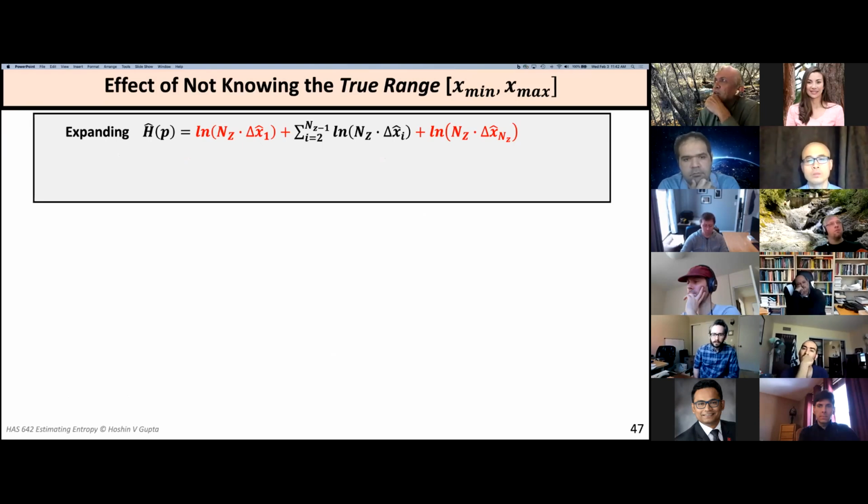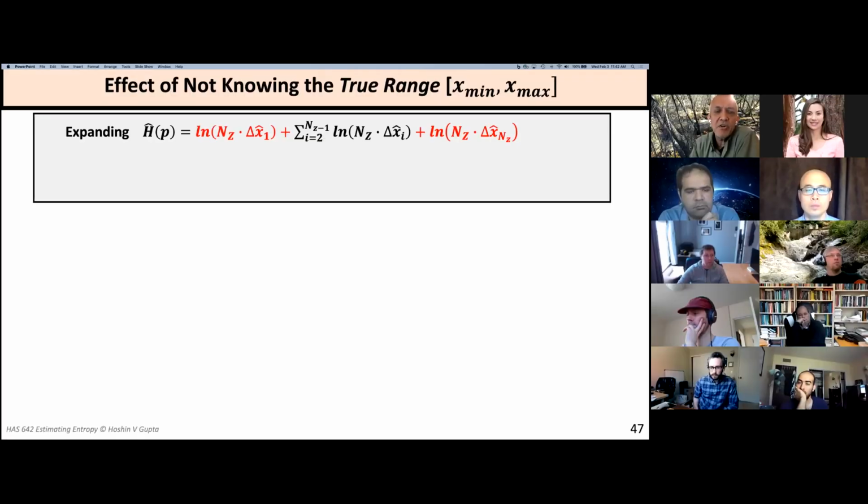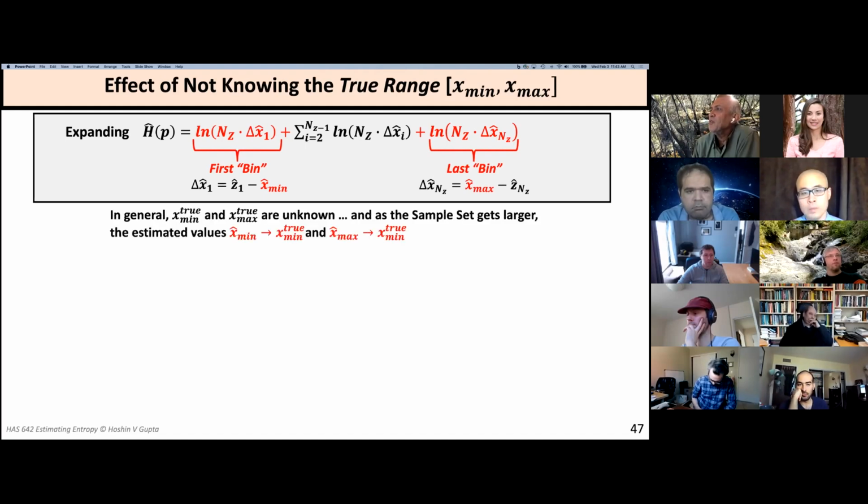Now, we also have to estimate the endpoints of the bin. And this turns out to be critically important, and this is showing you that. If I expand that summation, you'll see that I have a term which depends on the lower endpoint and a term that depends on the higher endpoint. And this is Z0 and Zn plus 1, right? The 0 and 1 quantiles. And I don't know what those points are. This is the first bin, this is the last bin. In general, we don't know what these values are, but we know that as the sample size gets larger, X-min hat will tend to the true value and X-max hat will tend to the true value.